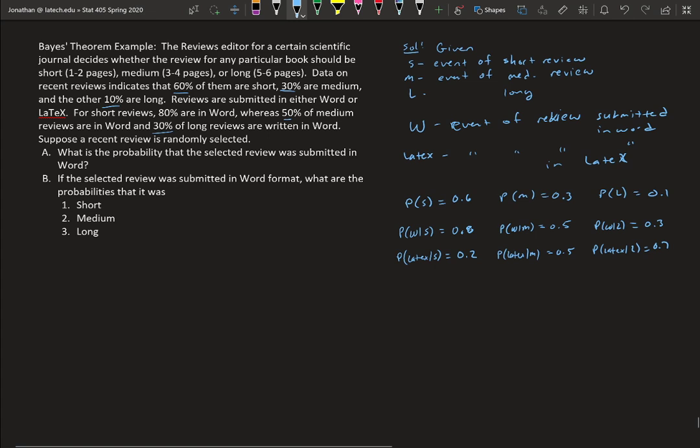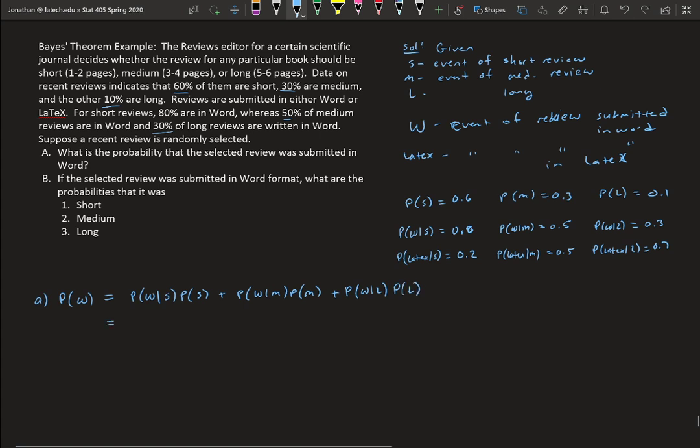So now part A, what is the probability that the selected review was submitted in Word? So probability of Word, we're going to use the law of total probability to get the probability that a review was submitted in Word. So that's going to be probability of Word given short times probability of short plus probability of Word given medium times probability of medium plus probability of Word given long times probability of long.